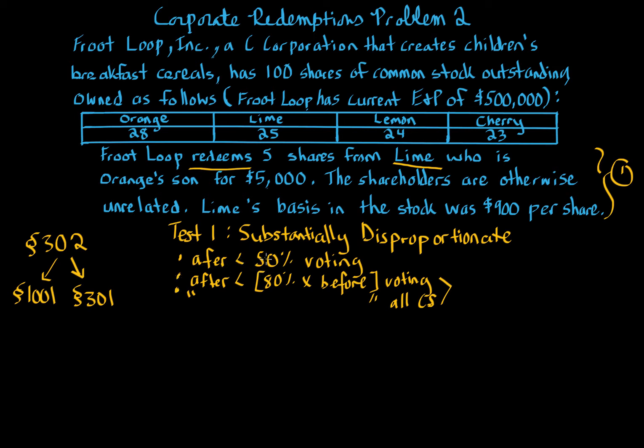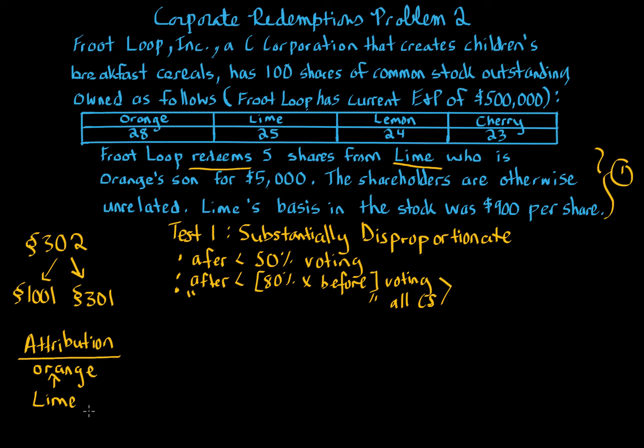And by the way, when we do this, remember we have to consider attribution. So our attribution rules: we have family attribution, entity to investor, and investor to entity. Here specifically, we have to worry about family attribution. We've got Lime. Orange's son is Lime. When we do this analysis, we focus on the person being redeemed. So we have Lime. That means that Orange is Lime's parent, because it says that Lime is Orange's son. So Lime, Orange's son. So Orange is Lime's parent.